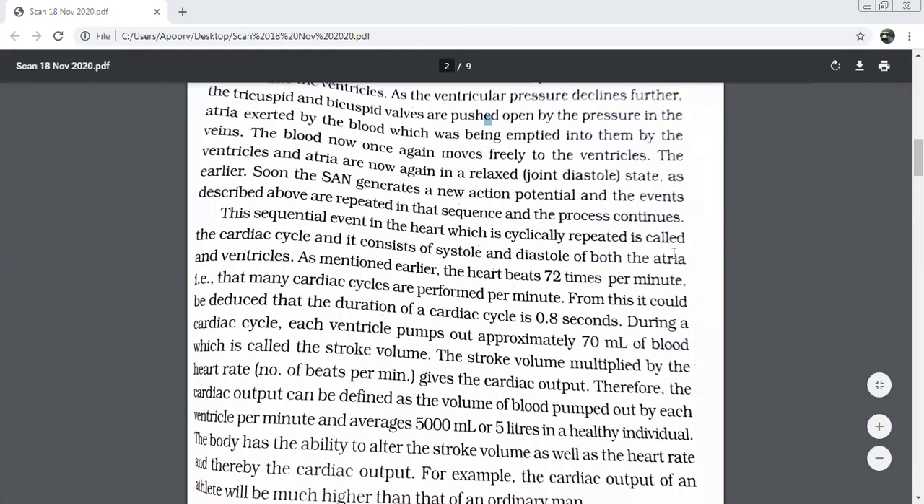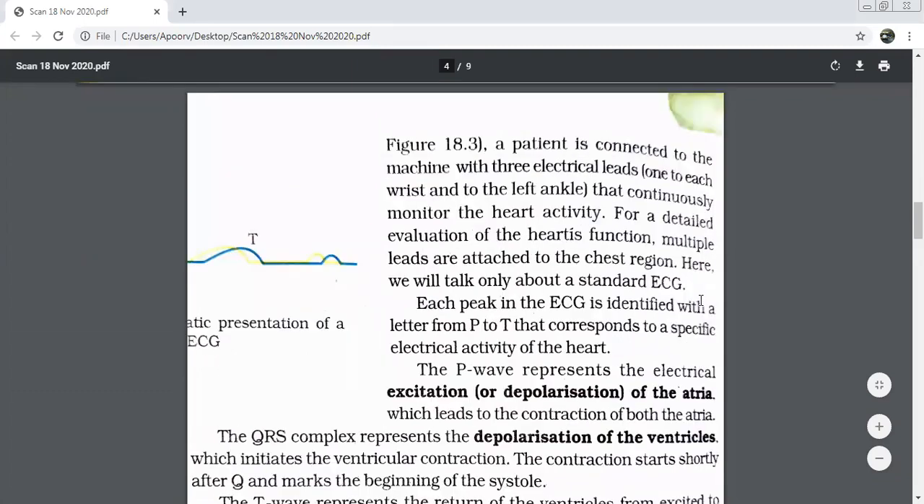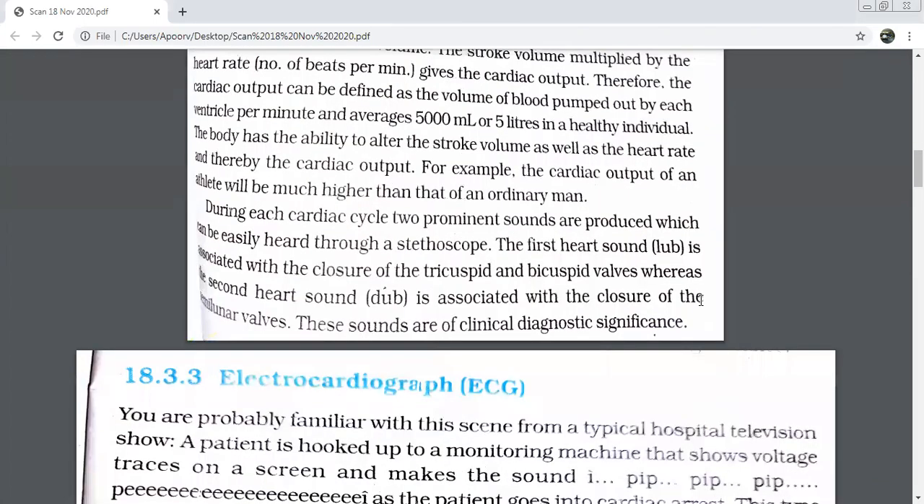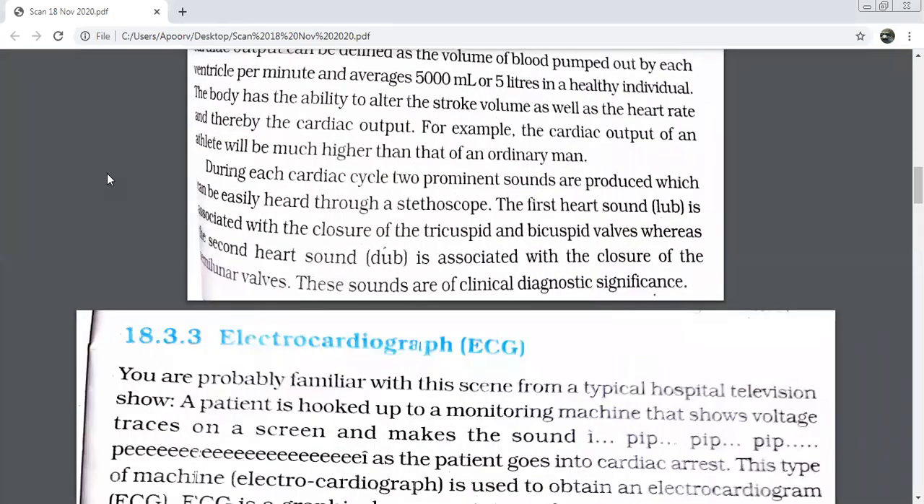So this part is done. Let's go down a little. This is simple. We'll start from here. Heart sounds we have done. Better do this. During each cardiac cycle, two prominent sounds are produced. This lub dub sound, this part you do, only 4-5 lines. From during each cardiac cycle to diagnostic sequence, that's all.